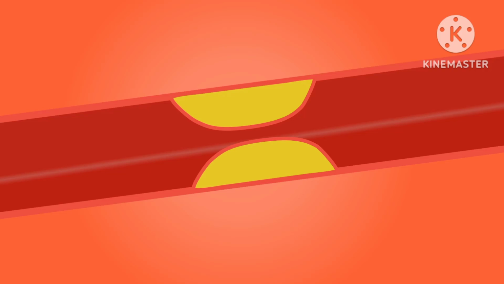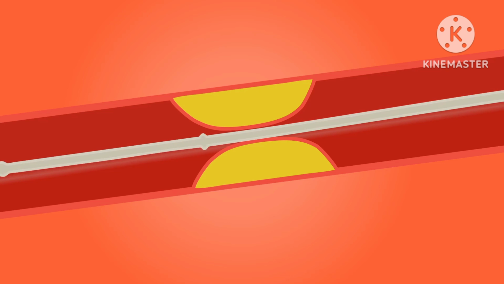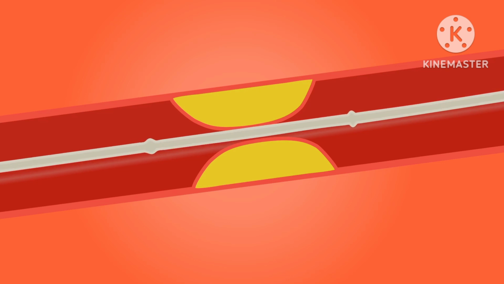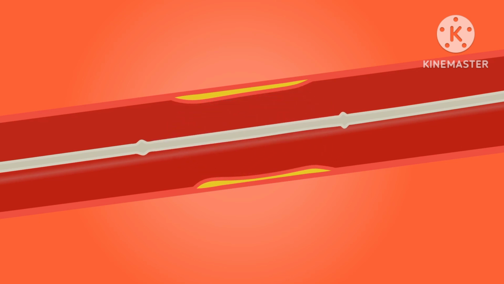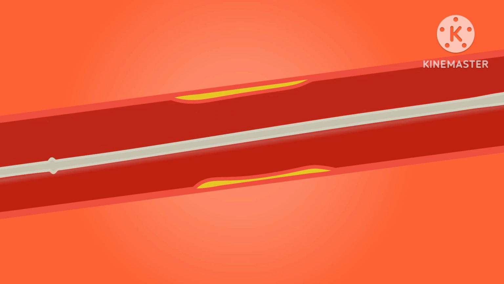Coronary angioplasty is a medical procedure used to treat coronary artery disease, which is the narrowing or blockage of the arteries that supply blood to the heart muscle. During angioplasty, a thin, flexible tube called a catheter is threaded through an artery in the arm or leg and guided to the blocked artery in the heart.